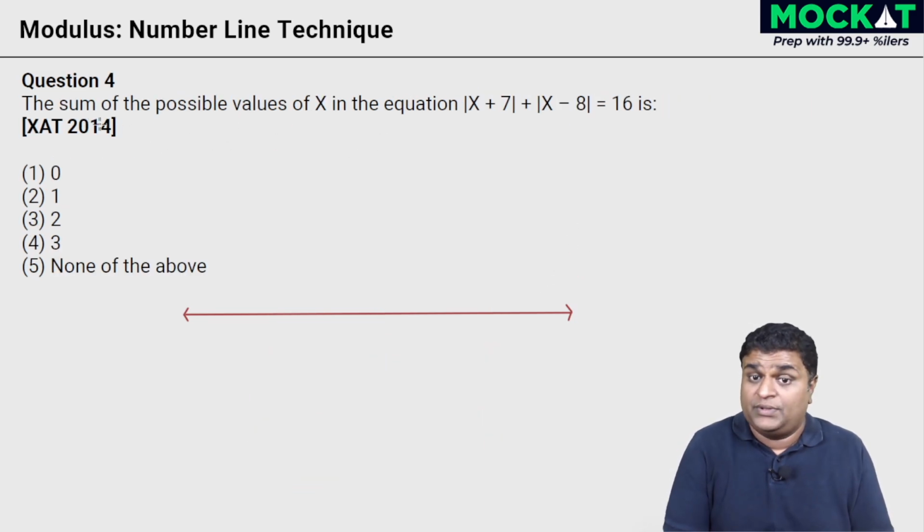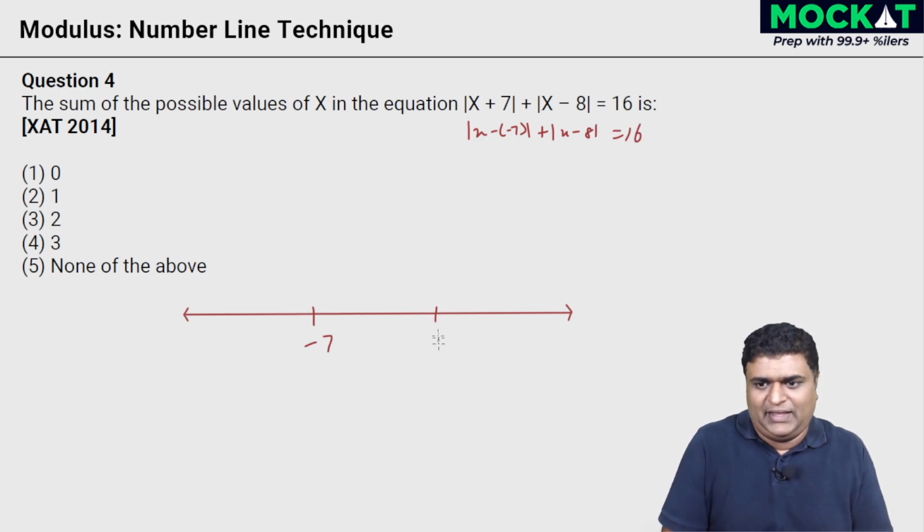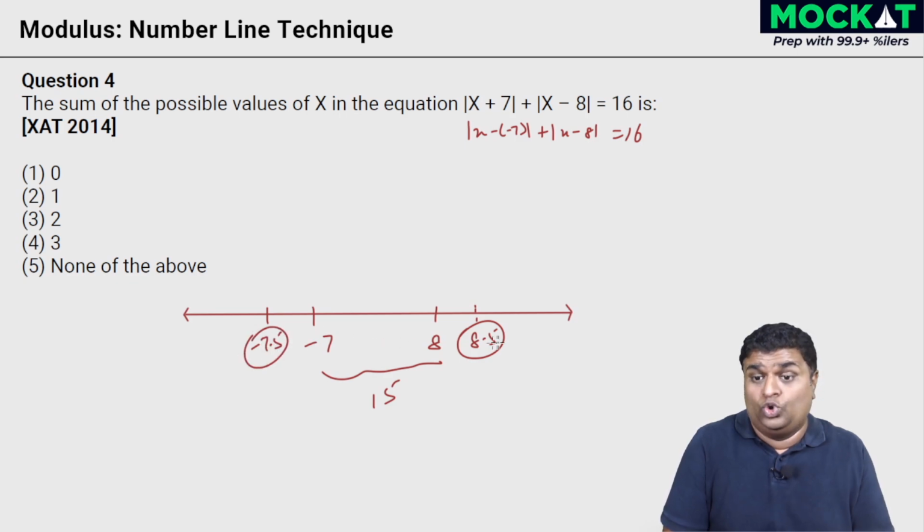On to question 4. Sum of the possible values of x in the equation: modulus of x plus 7, minus of minus 7, plus modulus of x minus 8 equals 16. So quickly, minus 7 you plot here, 8 you plot here, distance over here is 15, right? And you have extra 1 unit. So 0.5 to the right, 8.5, you can try substituting later, and 0.5 to the left, minus 7.5. Those are the only two x values which satisfy this.